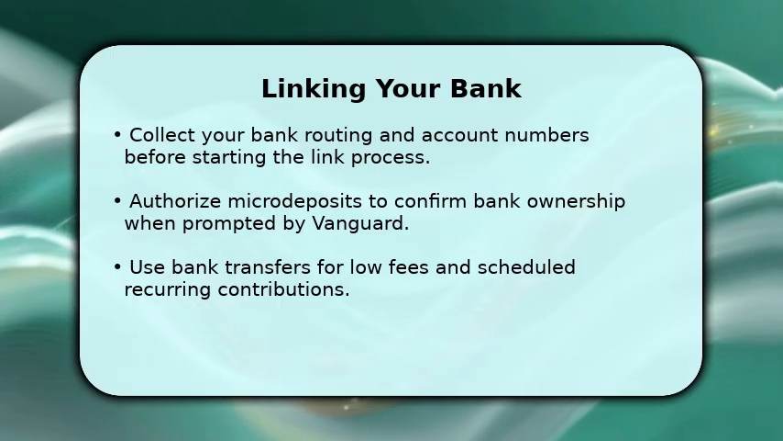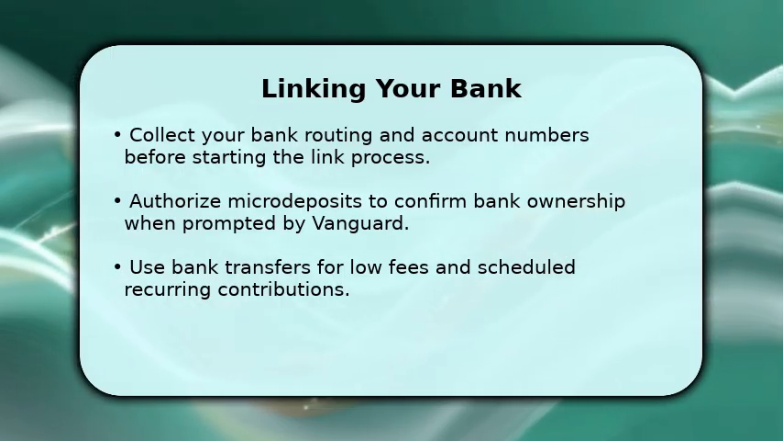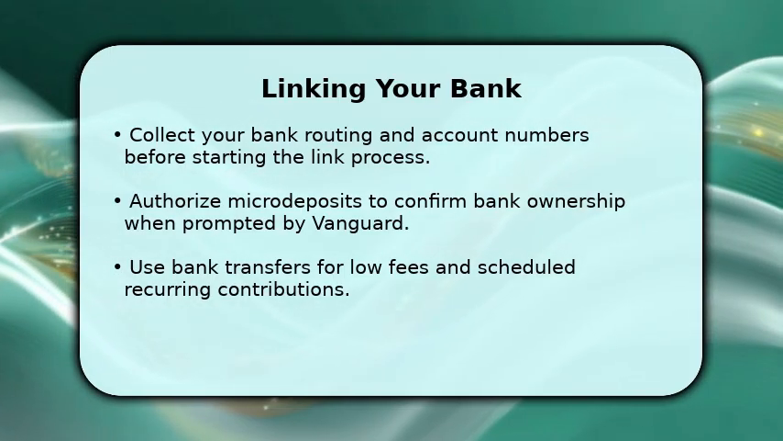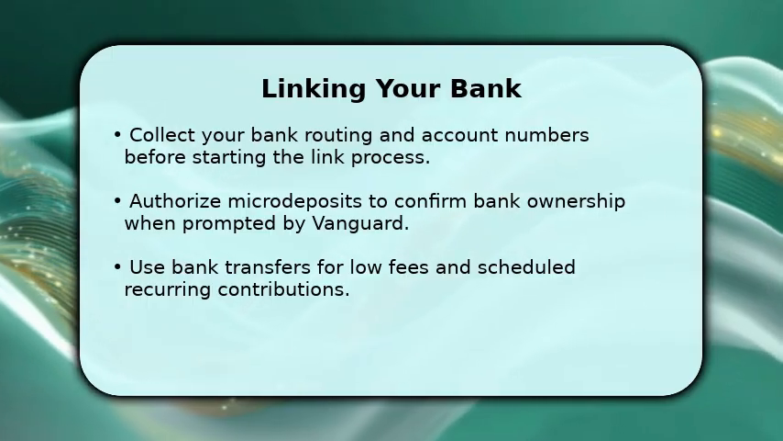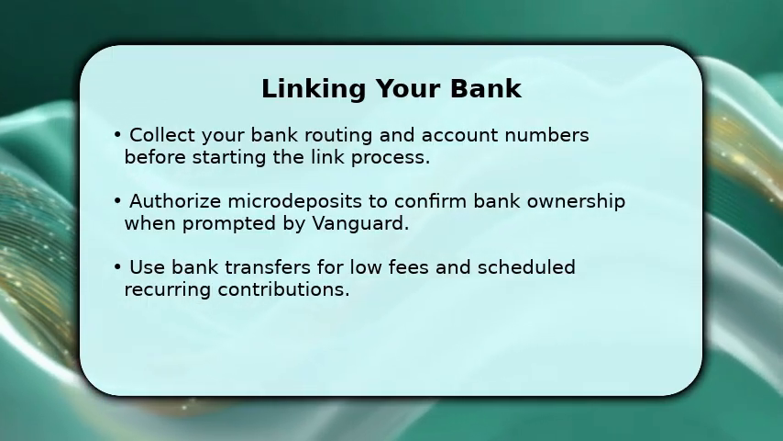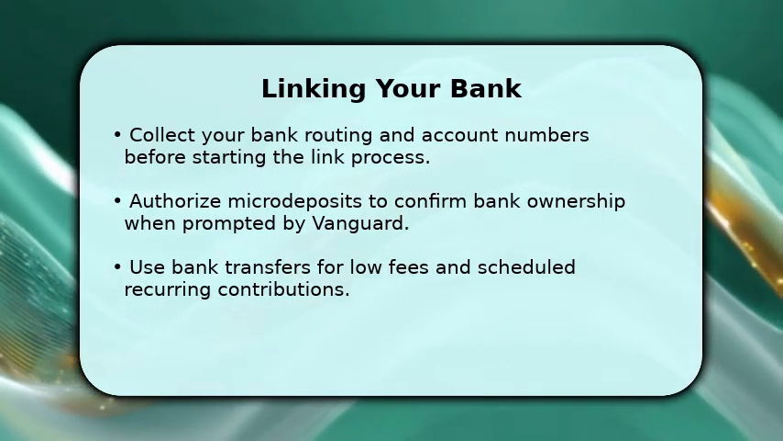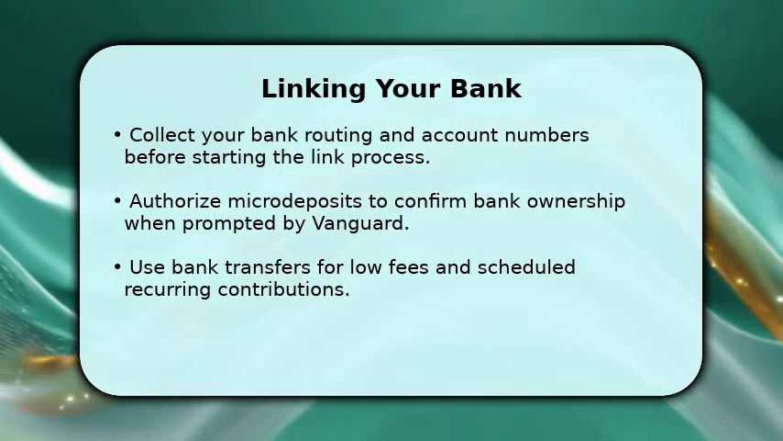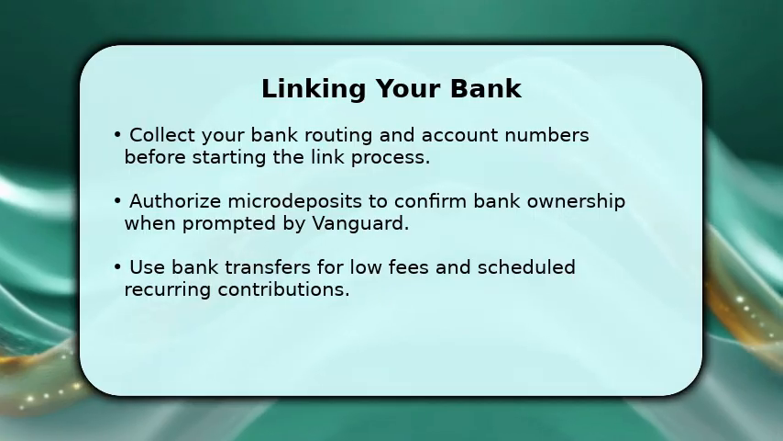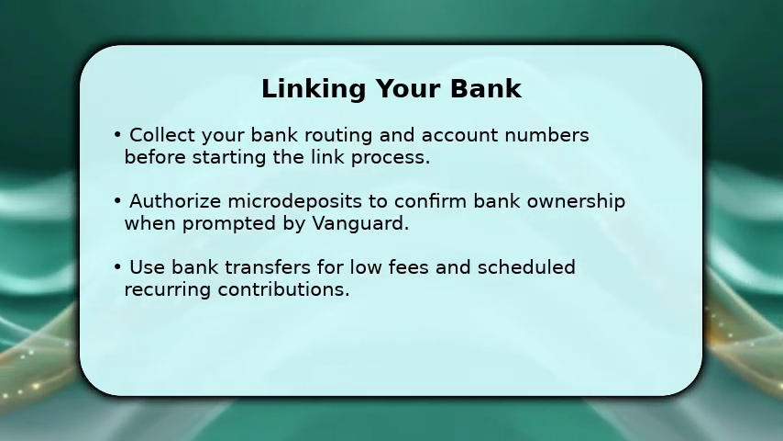After you collect routing and account numbers, add the bank in Vanguard's funding or profile area, then confirm via microdeposits or instant verification. Choose whether to enable recurring transfers and set your amount and cadence. Verify limits and timing so you know when funds will settle and be available for investing.